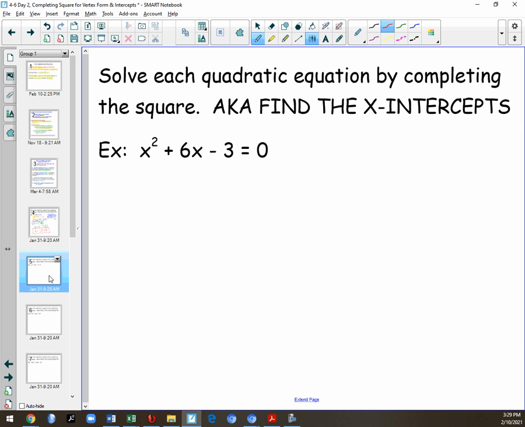So let's do this procedure again. Step 1, take the constant term over. So I'm going to simply have this x squared plus 6x is equal to 3. Step 2, your leading coefficient must be 1. It already is, so I'm good to go.